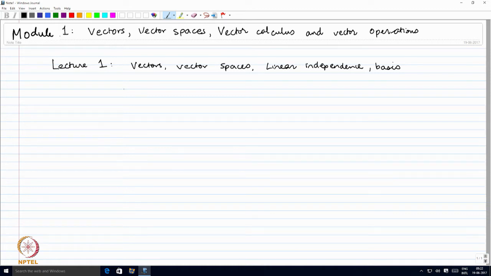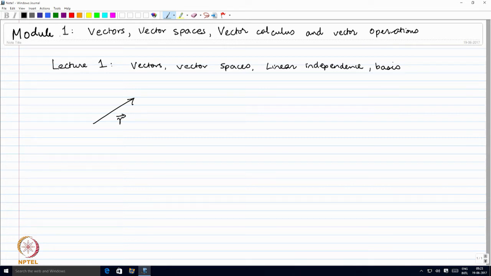So, all of you are familiar with vectors in some form. You might have heard of vectors as objects that have both a magnitude and a direction. So, for example, you could have a vector that is shown by an arrow in space. So, it has both a length which represents the magnitude and a direction which is represented by the direction of the arrow.